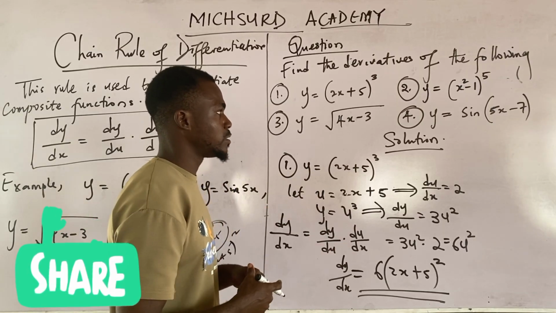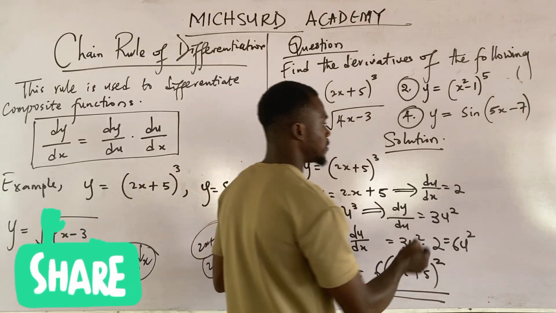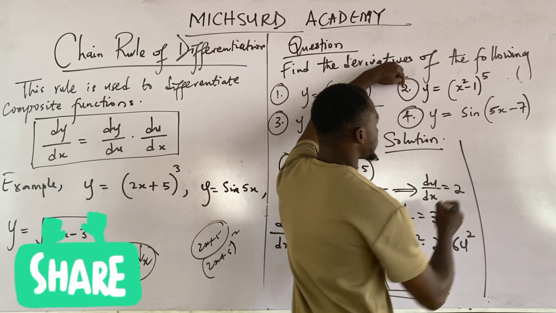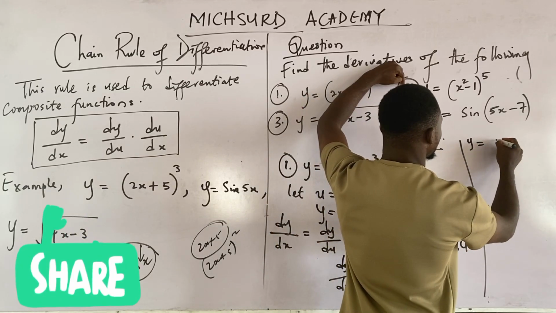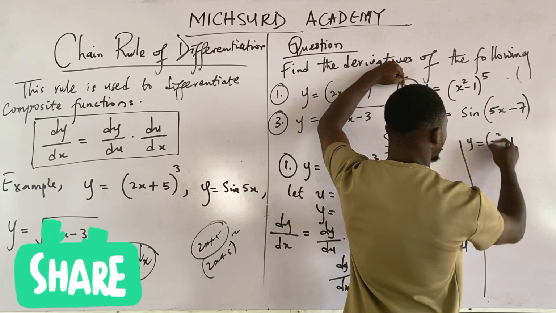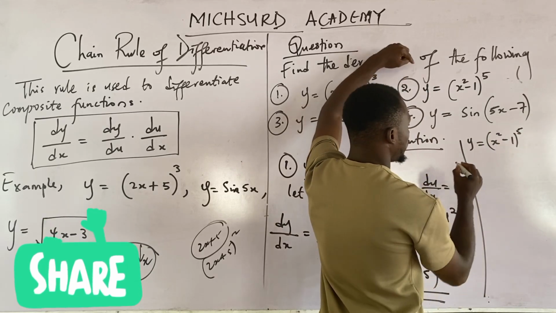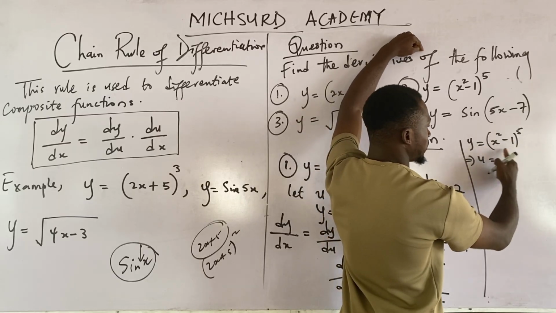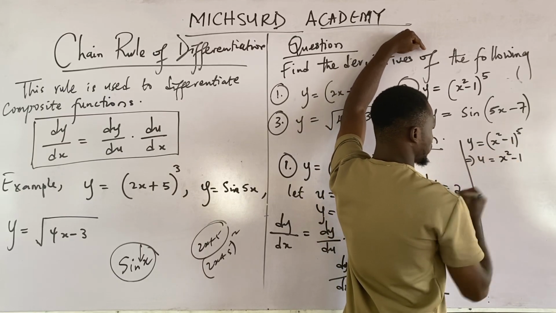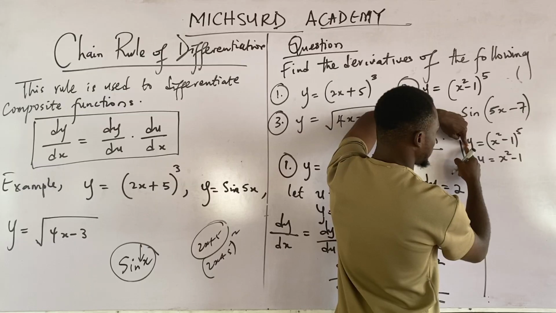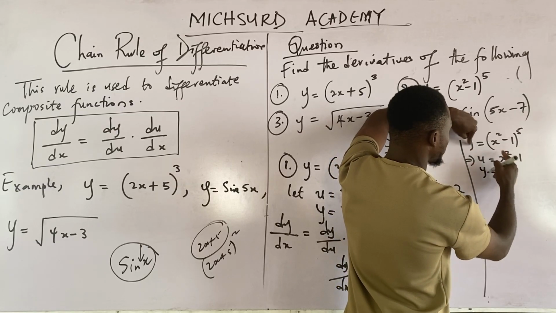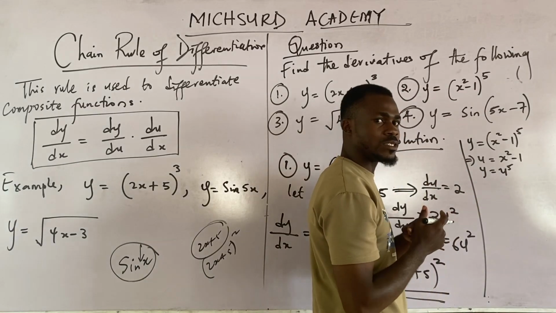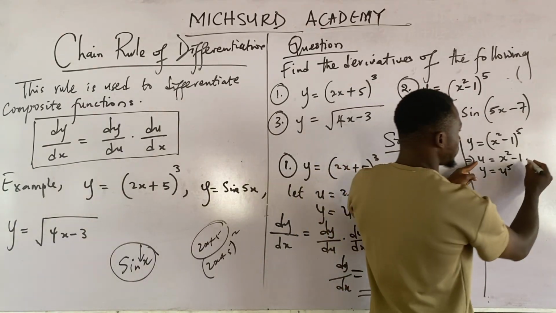Now let's look at the second question. In the second question, we have that y is equal to x squared minus 1 all raised to power 5. Now we want to set our u to be equal to what we have in the bracket, which is x squared minus 1. Now you can see that the original function becomes u all raised to power 5. So we have this.